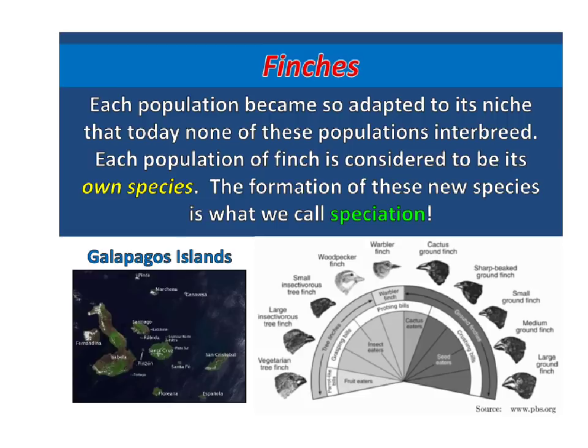Each population became so adapted to its niche that today none of these populations can interbreed. Each population of finch is now considered to be its own species. But remember, they came from a single ancestor. The formation of these new species is what we call speciation.